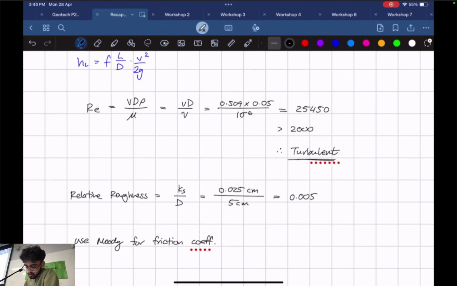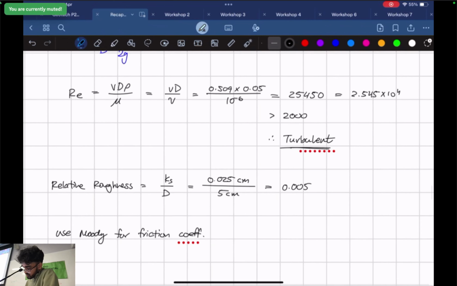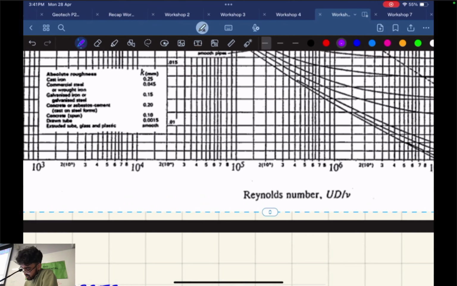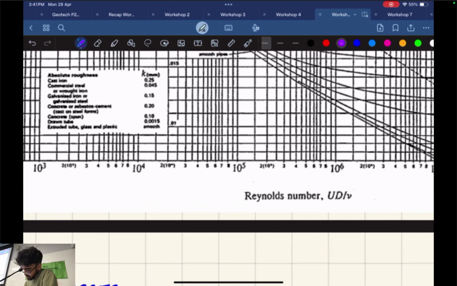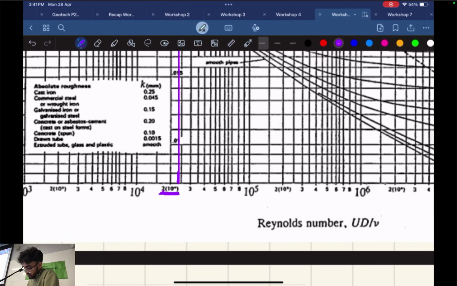Okay, so we've got our Reynolds number to be, what is that? 25450. Or let's say approximately 2.545 times 10 to the 4. So going back to our Moody diagram, this is going to be approximately here. Oh wait, over here. So I'm just going to draw a straight line from there. This is 10 to the power of 4. So 10 to the power of 4, then you're going 2.5 lines over.